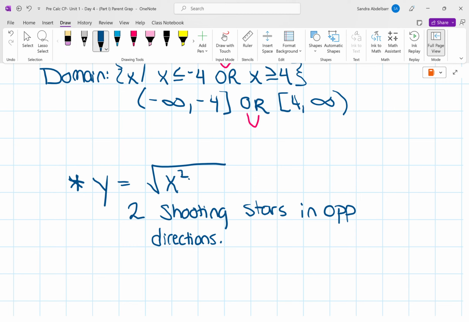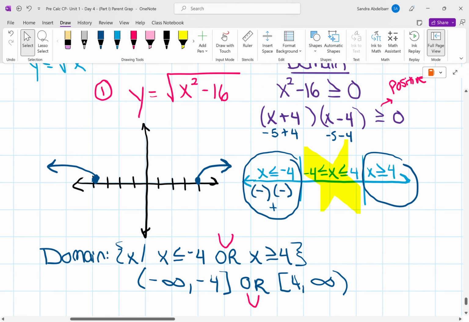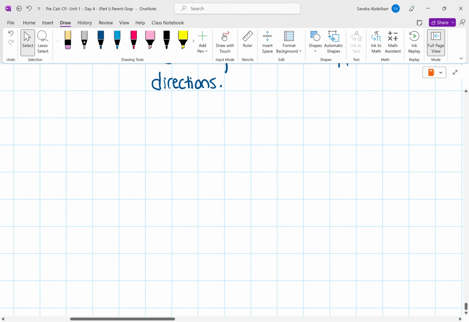So I'll just say x squared minus a number. But now I'm going to flip this. Ready? So we're still in our special case. When we have x squared minus a number, we're shooting stars in opposite directions, right? Now let's look at this one. This was special case 1, special case 2.